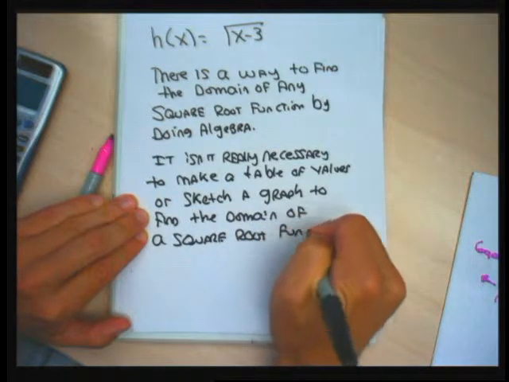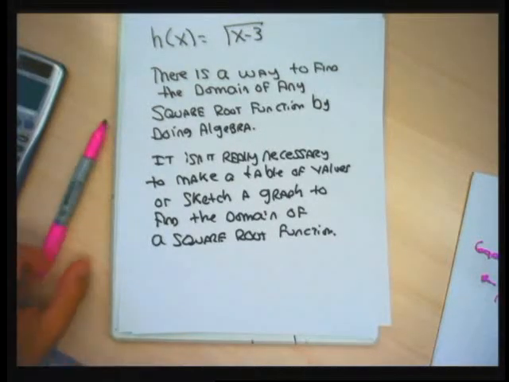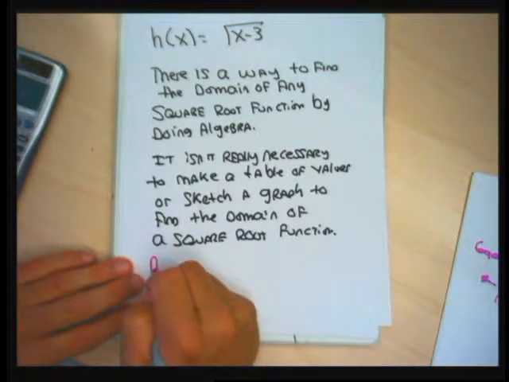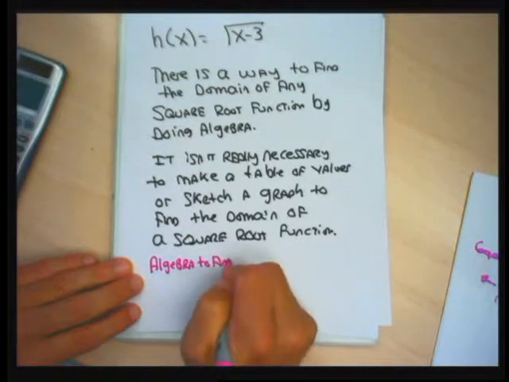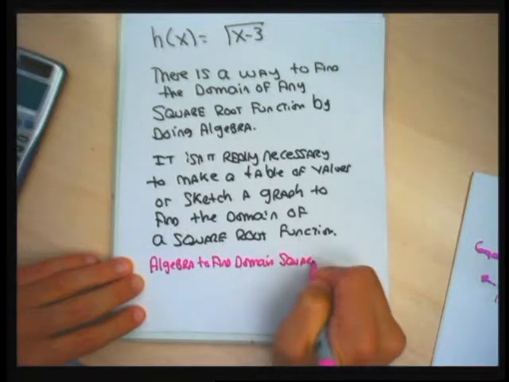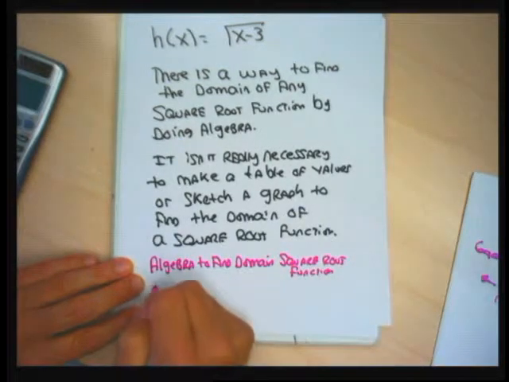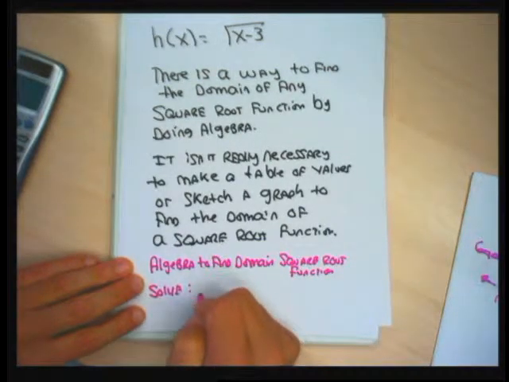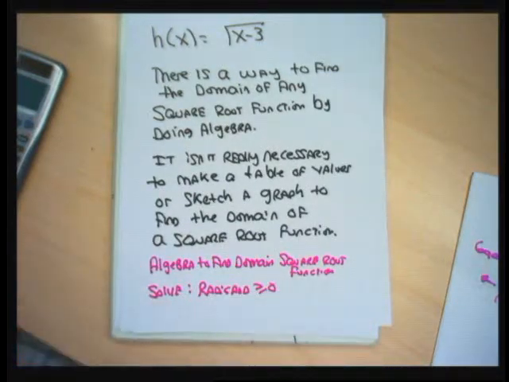The algebra is just to solve the radicand, or what's under the radical, greater than or equal to 0. The algebra to find the domain of a square root function, not a cube root function, is you solve the radicand, that's what's under the radical, greater than or equal to 0. So I'll give you a second to digest this.